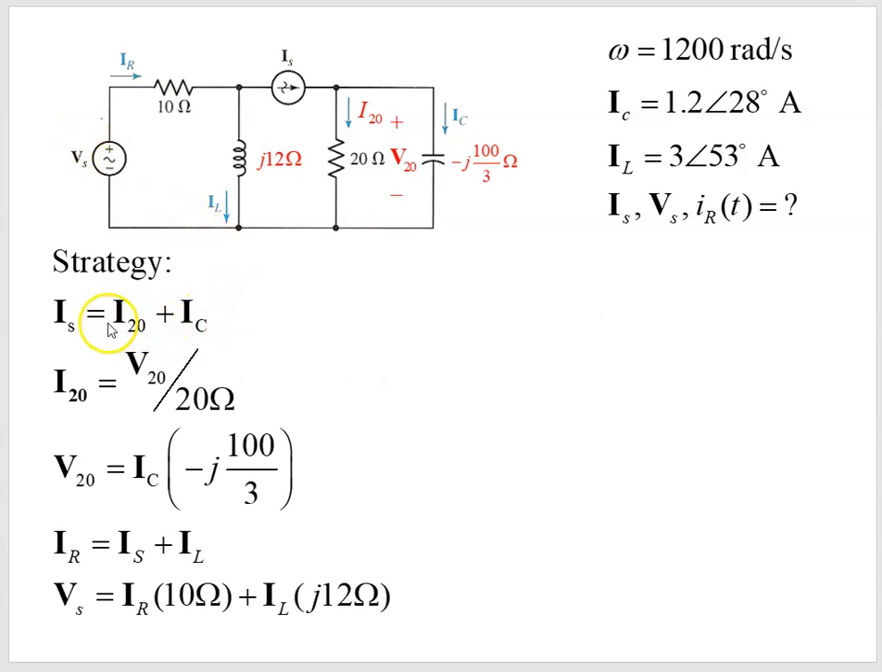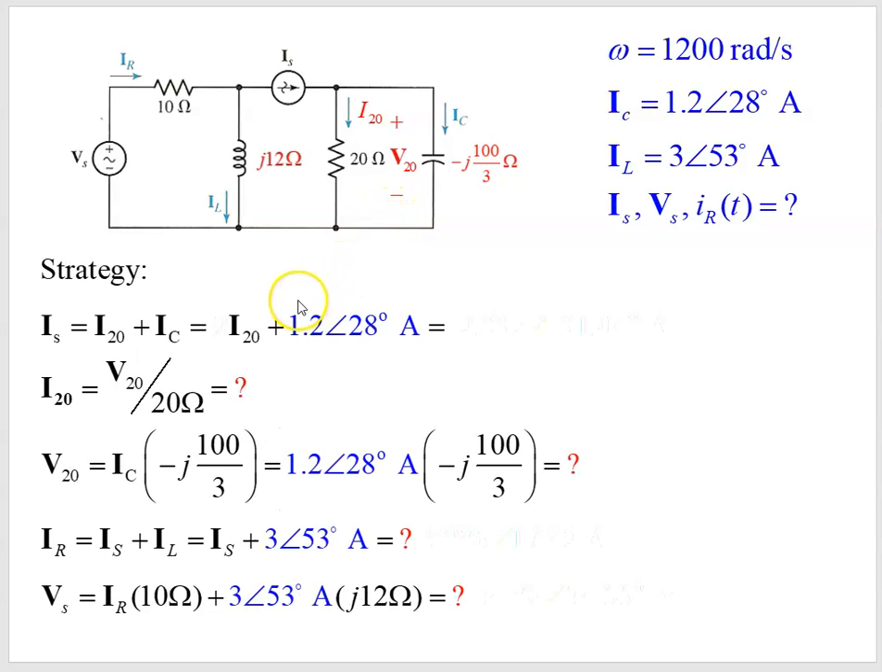Our strategy is to first do a KCL at this node up here on the right, and then it's basically still our Ohm's law, that's just a voltage phasor divided by 20 ohms to find the current through the 20 ohm resistor. And then we can only find that once we find that voltage. So we find that voltage using the voltage across the capacitor, which is the current through the capacitor times its impedance. And then we do another KCL at the left node, and then we can do a KVL around this left loop here.